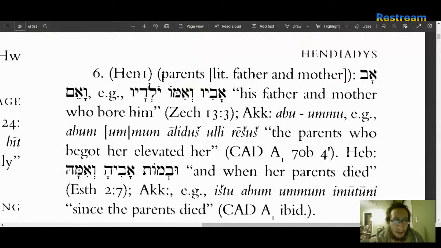Ab and am. Am is mother. So his father and mother who bore him, you'd say Abiyu wa amu iladiu. Again, my pronunciation is not necessarily good, but that's how you say it in the Bible. Akkadian, you have ab and om, which is the same word for mother.